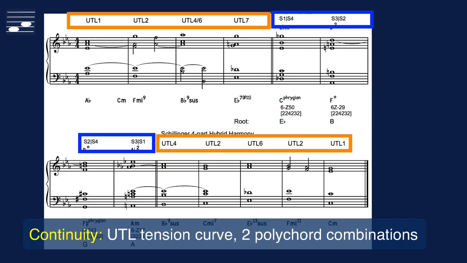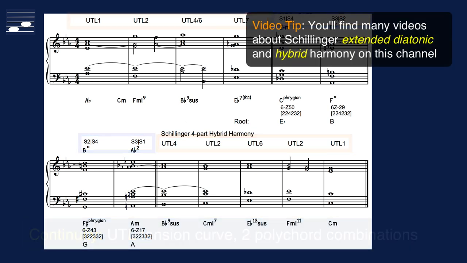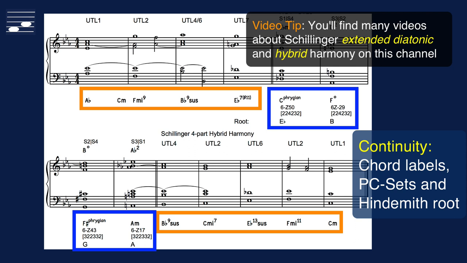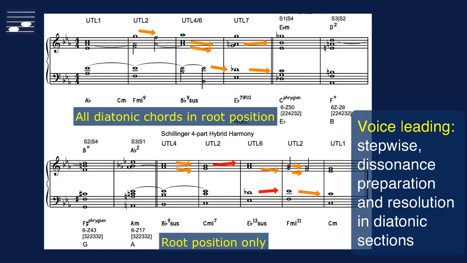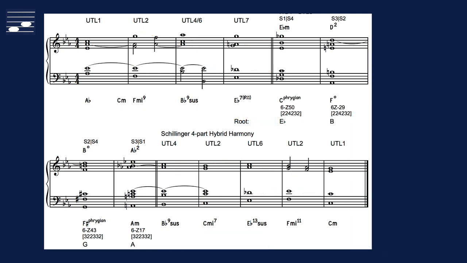From the chord voicing, I derive the Ulehla tension level. In the polychord section, there are two combinations. Below the staff you'll find the chord and PC set labels and the Hindemith root for the highly dissonant structures in the middle section. The voice leading is mostly stepwise, with dissonant chordal function preparation and resolution shown for the diatonic chord progression. Let's listen to this continuity.